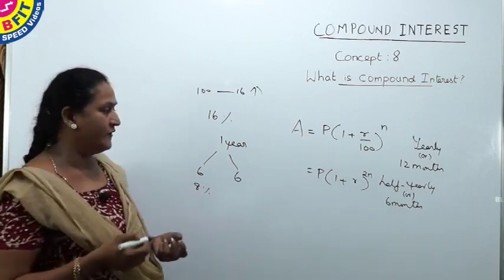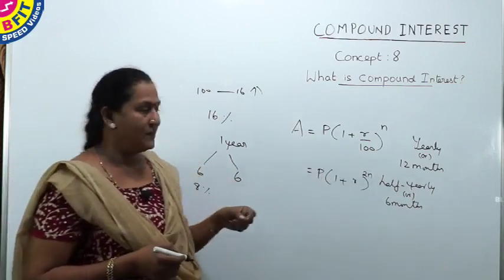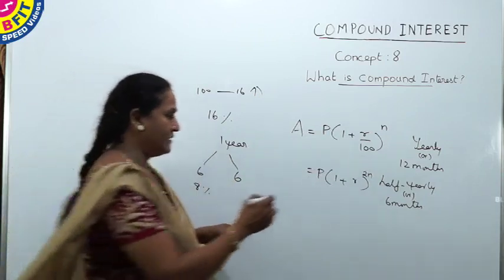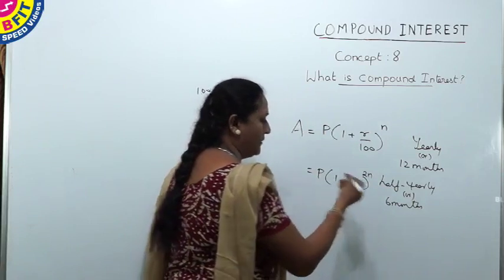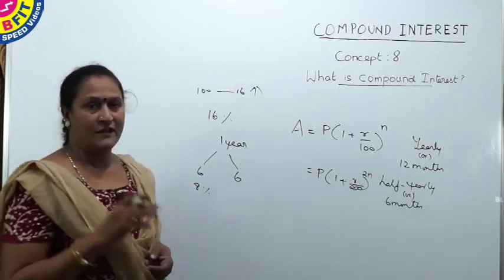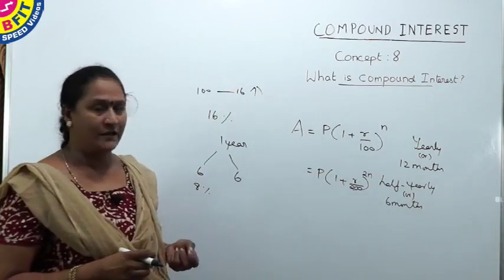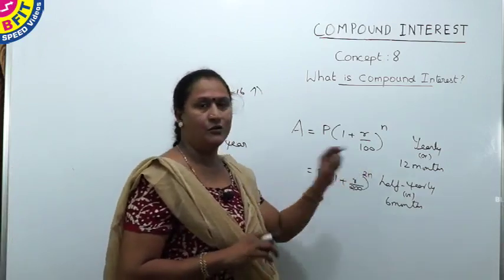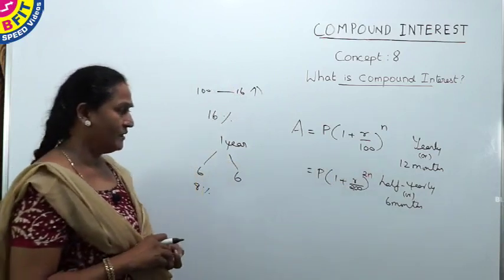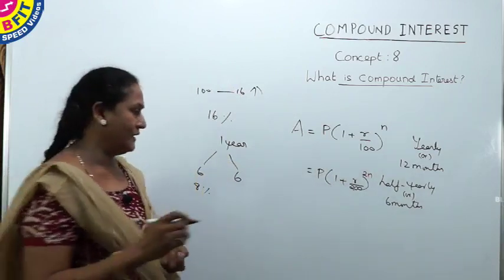So when they say half yearly, the period will be doubled and the rate will be half. That is R by 2 into 100, or R by 200. So when they say half yearly, the amount is calculated as P into 1 plus R by 200 power 2n. Suppose they mention quarterly.